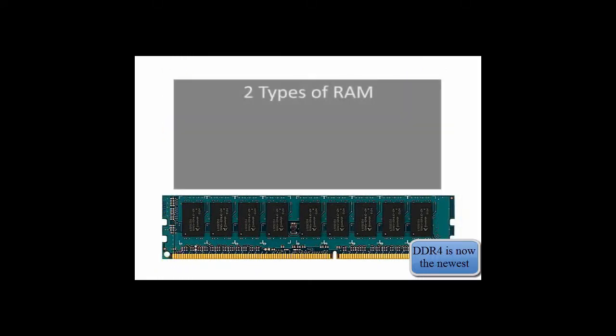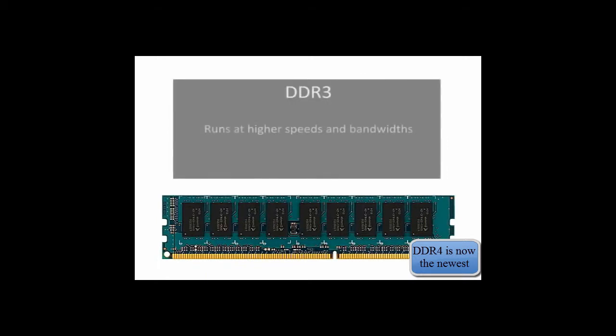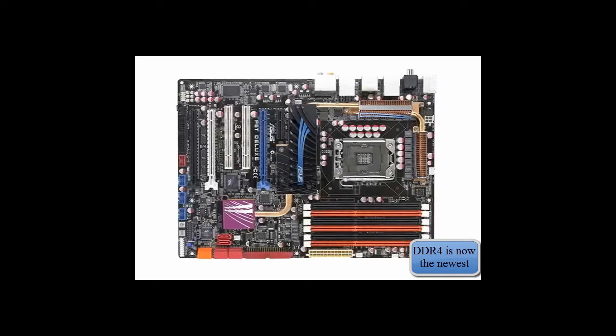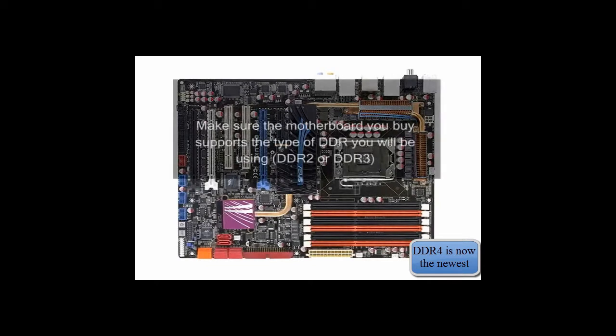There are currently two types of RAM used in computers today. The older type, which has been around for 4 years and is the most prevalent, is called DDR2. The newest type, which is now going mainstream, is called DDR3. DDR3 is able to run at higher speeds and therefore higher bandwidths. We'll go into speed and bandwidth in a moment. Keep in mind that most motherboards support either DDR2 or DDR3, so make sure the motherboard you buy supports the type of DDR you'll be using.